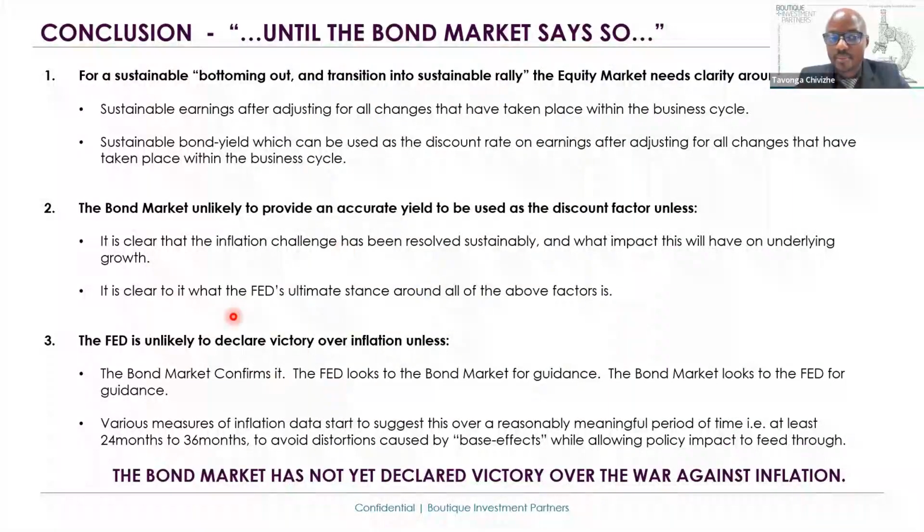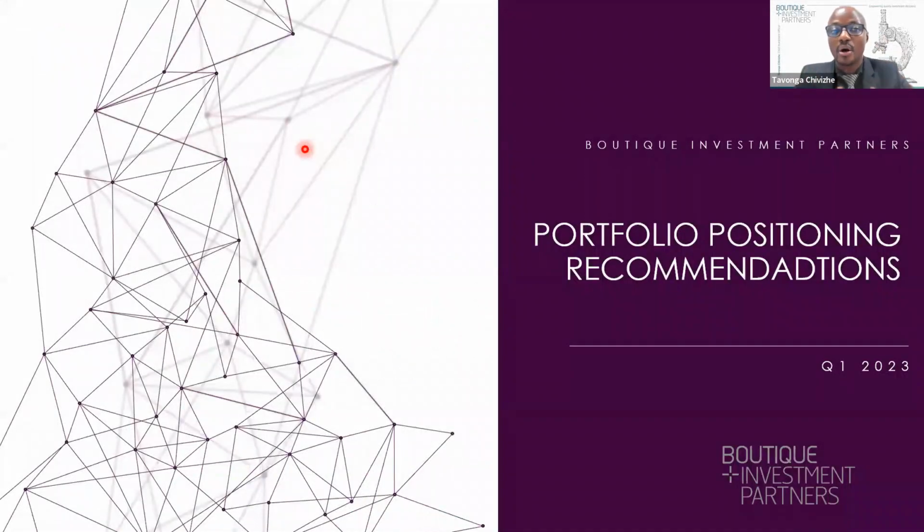And obviously, the bond market is going to watch the Fed to decide if it's won, and the Fed is going to be watching the bond market. So there's this virtuous circle where the bond market looks at the Fed, looks at the bond market, but either way, one of them is going to have to confirm victory before we can even be bullish on a sustainable rally in equities.